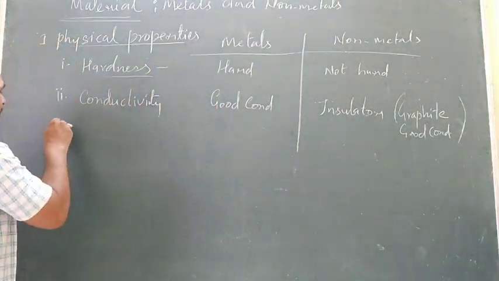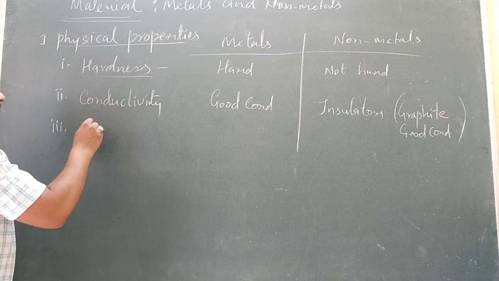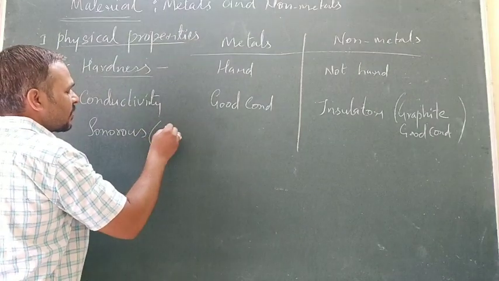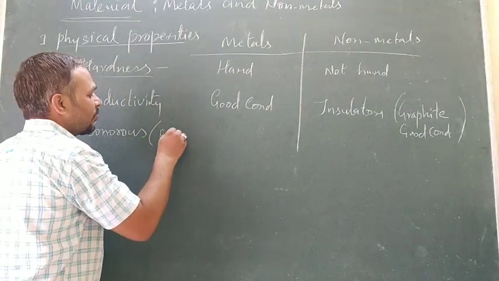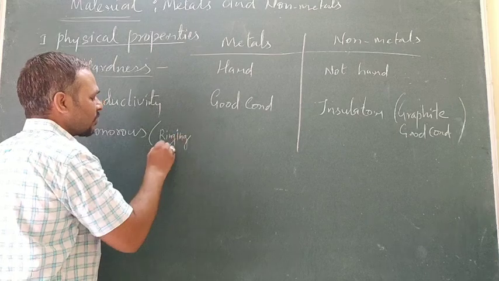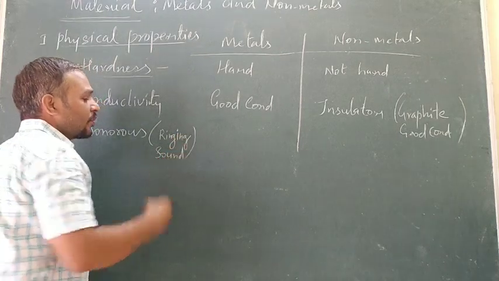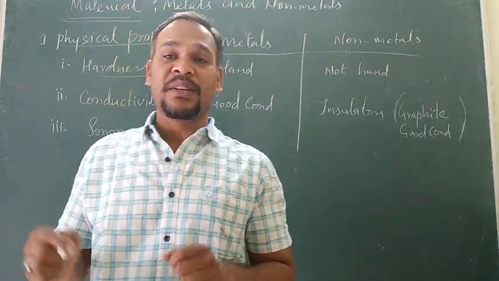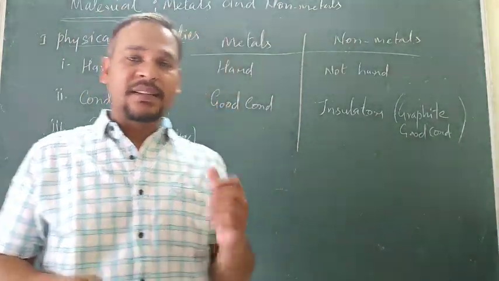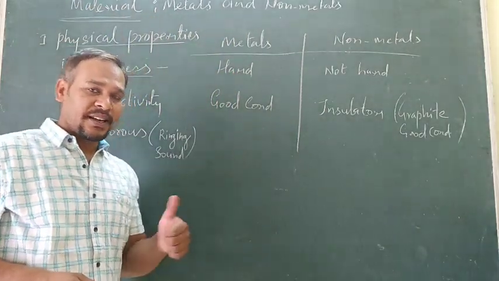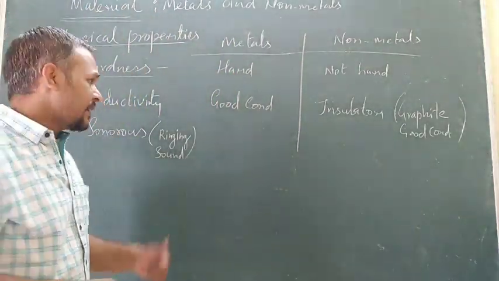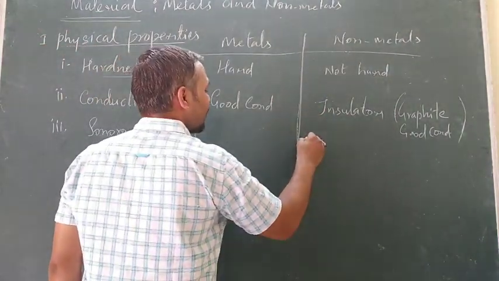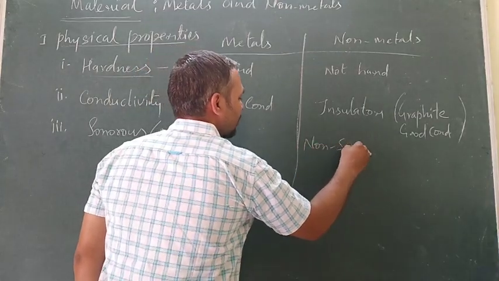Now the next property is sonorous. Sonorous means the ability to produce a ringing sound. When you strike hard on a metal, it produces a ringing sound. That is why they are used in bicycles and other vehicles to produce a ring, right? And if we are talking about non-metals, they are non-sonorous.